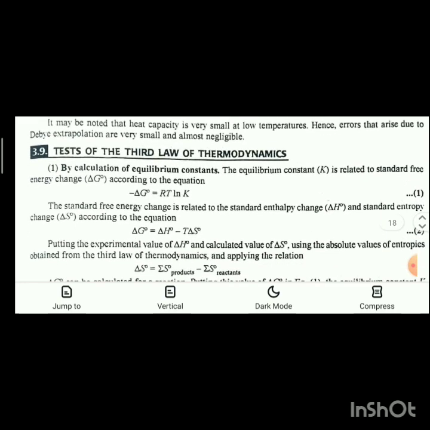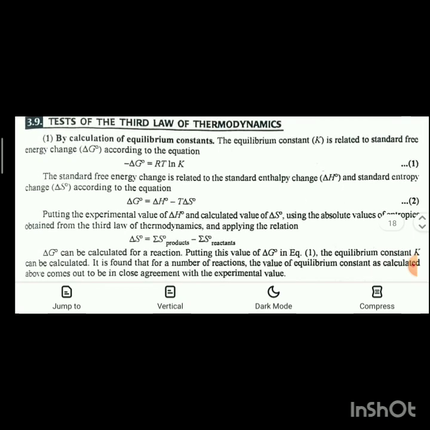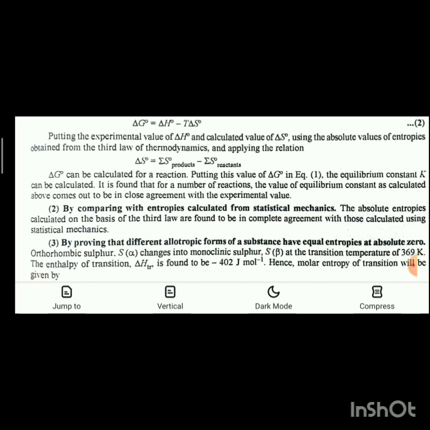Test of the third law of thermodynamics. Number 1, by calculation of the equilibrium constant. The equilibrium constant is related to the standard free energy change according to the equation minus delta G naught equals RT ln K. Minus delta G naught equals delta H naught minus T delta S naught, equals summation S naught of products minus summation S naught of reactants. Delta G naught can be calculated for a reaction. Putting this value of delta G naught in the first equation, the equilibrium constant can be calculated.